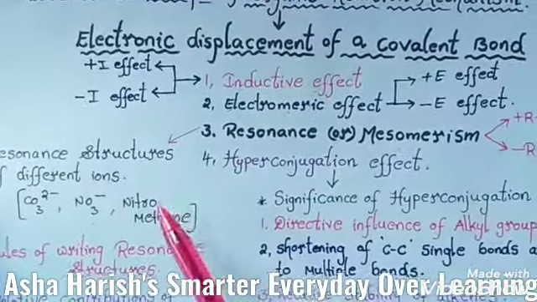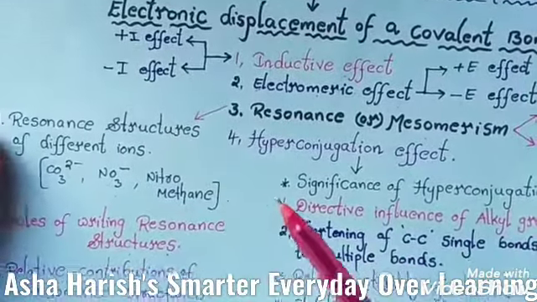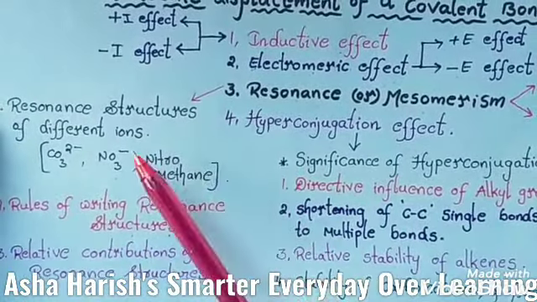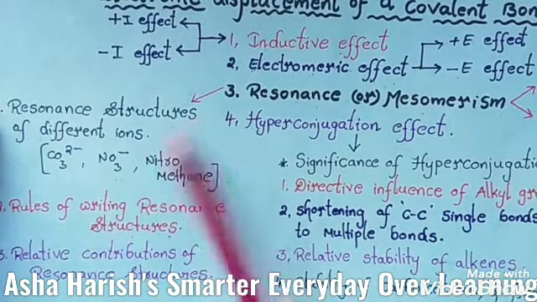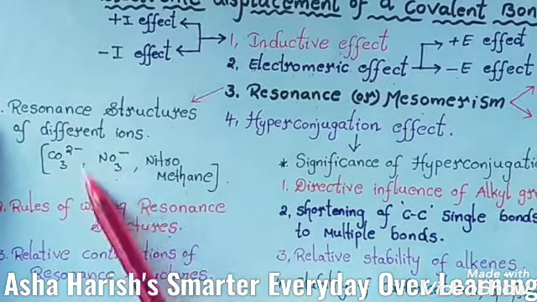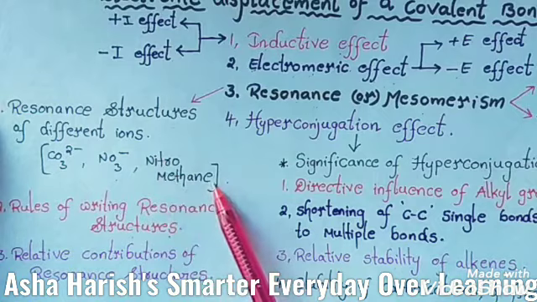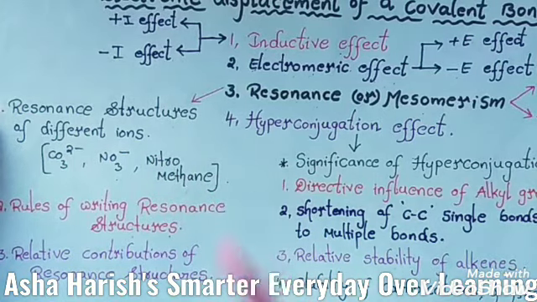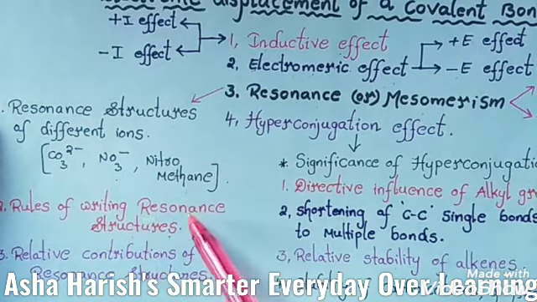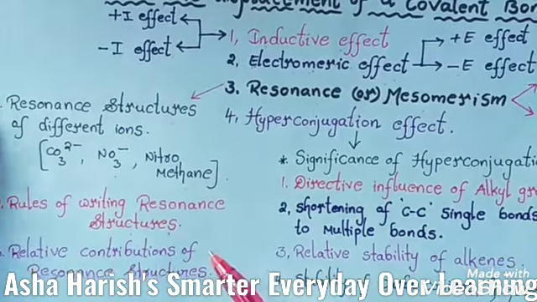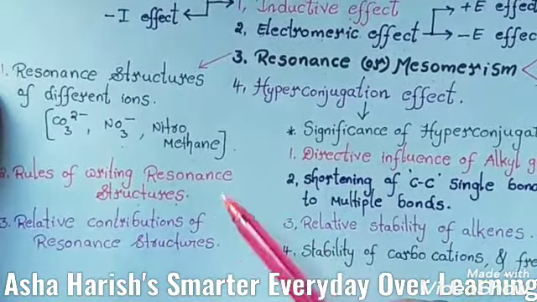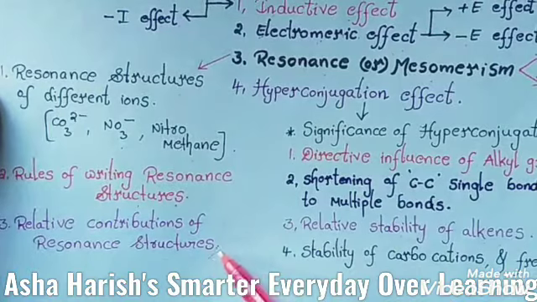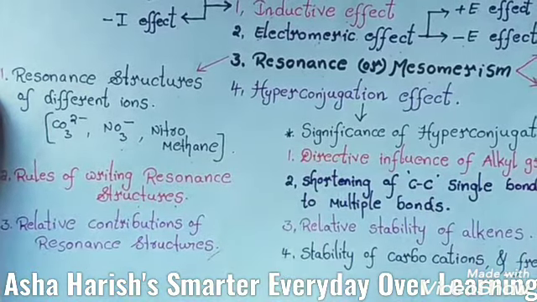and resonance structures, and how we should draw the resonance structures of different ions, just like CO3 2 minus, NO3 minus and nitromethane, and what the rules are that we have to follow while writing the resonance structures, and relative contributions of resonance structures. About these 3 we are going to learn in this session.